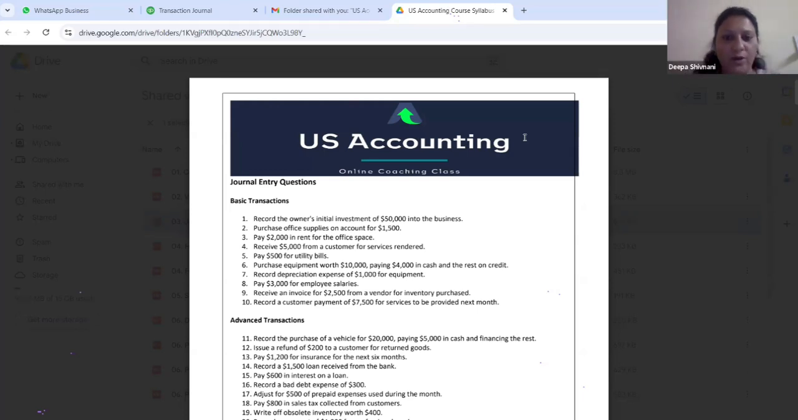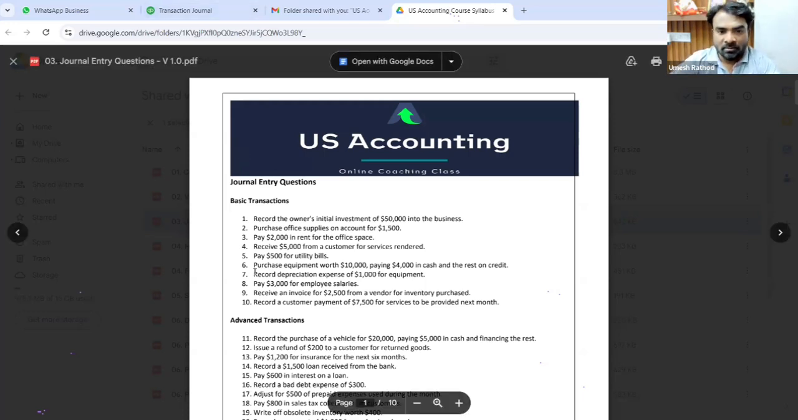Pay $3,000 for employee salaries. So payment of $3,000 for employee salary. Now, what is the expense over here? Salary. So just debit it. Now, from where are you paying that? Bank. The bank credit.